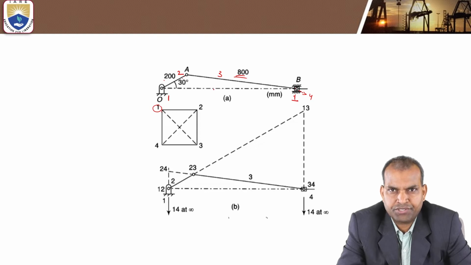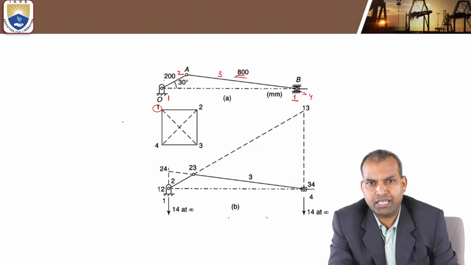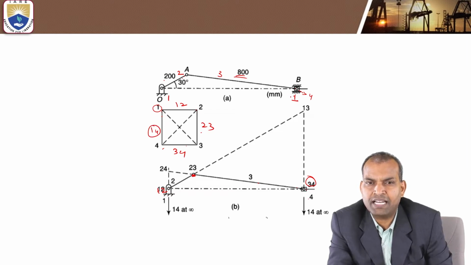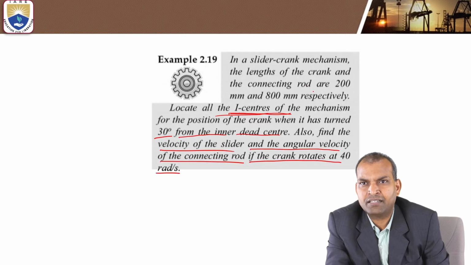After knowing this configuration diagram, we have to draw it to scale with the given geometric properties. Then start marking the I centers. This is 1, 2. Next 2, 3. This is 2, 3. Another I center, 3, 4. Where is link 3 and 4? This is the 3, 4 I center. And 1, 4, where are links 4 and 1? The slider motion is horizontal. It comes under the category of a slider.